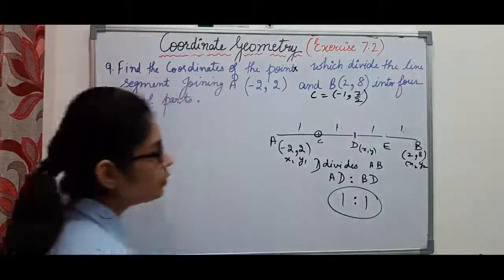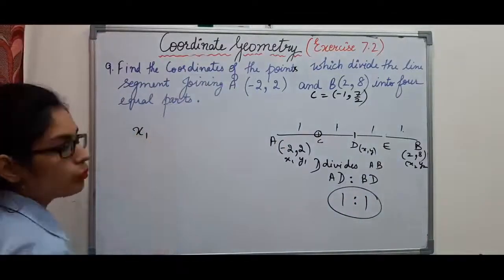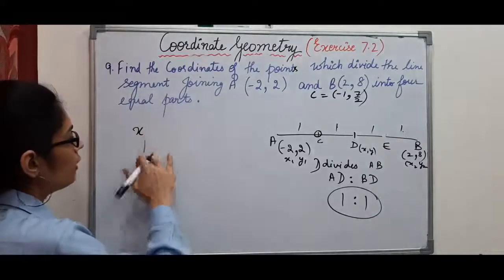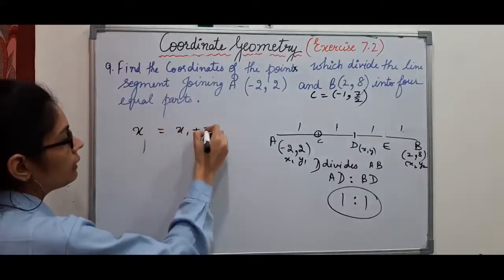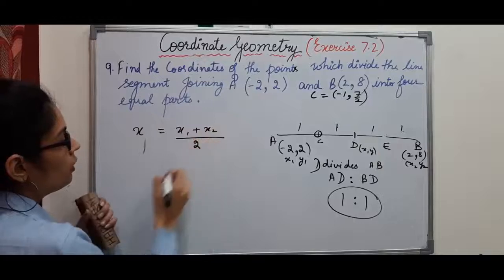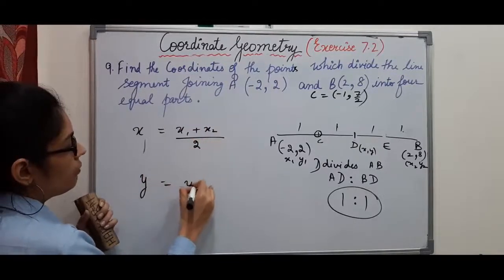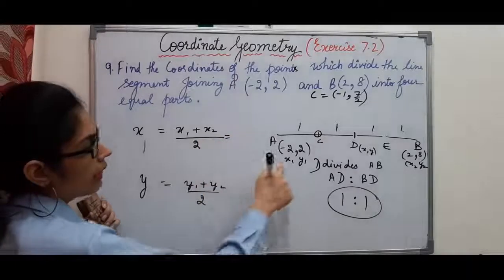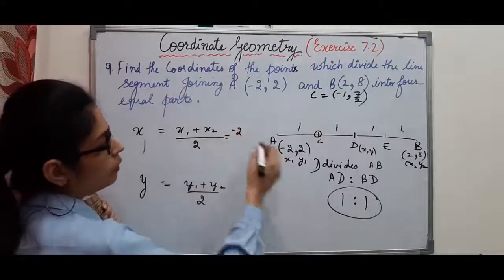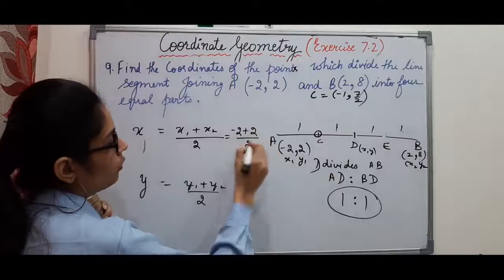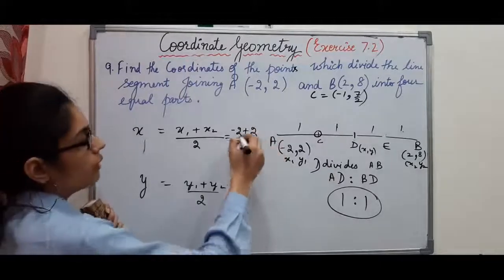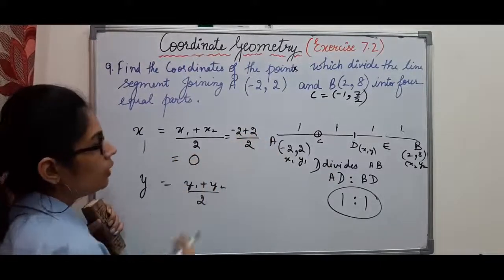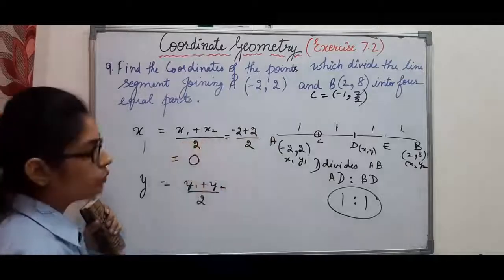So now it is very simple. Directly, if midpoint is there, the value of x will be (x1 plus x2) upon 2 and y will be (y1 plus y2) upon 2. So we'll just substitute the values. x1 is minus 2, x2 is 2, upon 2. Minus 2 plus 2 will be 0.